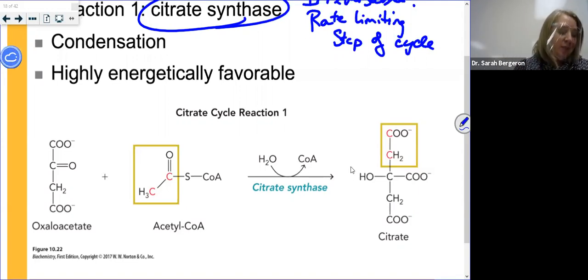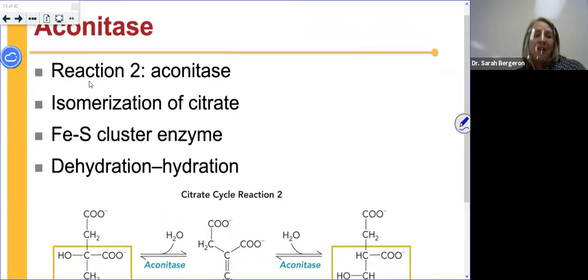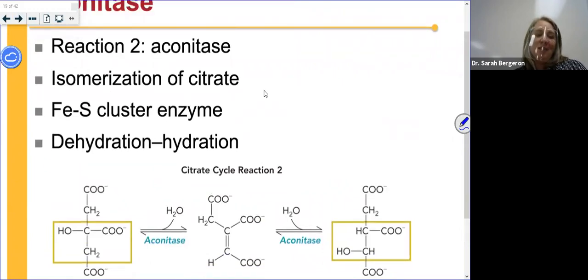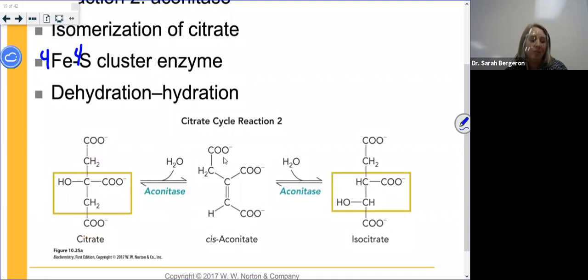Okay. Now, we're going to have to rearrange our citrate in order to get the right bonds. So our second reaction is just an isomerization. Aconitase is the enzyme that facilitates that isomerization. And aconitase has a collection of 4 irons and 4 sulfurs inside of the coenzyme, and that facilitates orientation of the intermediate. So this is our intermediate right here, our cis-aconitate.